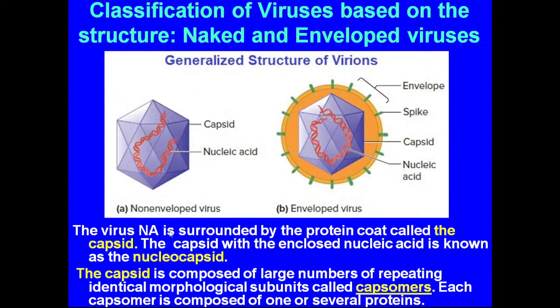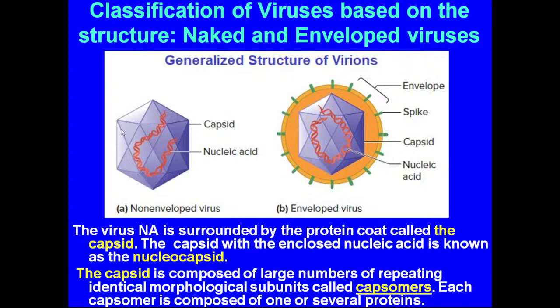So inside the virus we have, as you know already, nucleic acid or genome. And this genome that is shown here in non-enveloped viruses is covered by the structure that is called capsid. So it encloses the nucleic acid, and sometimes we may call them together nucleocapsid, right? So the capsid is the protein coat, and it is made up of repeating identical morphological subunits that are called capsomers here, right? And each capsomer may be composed of one or several proteins.